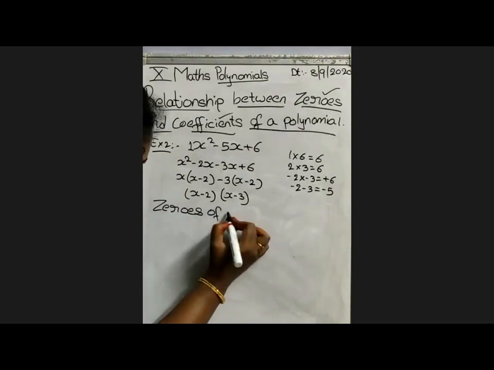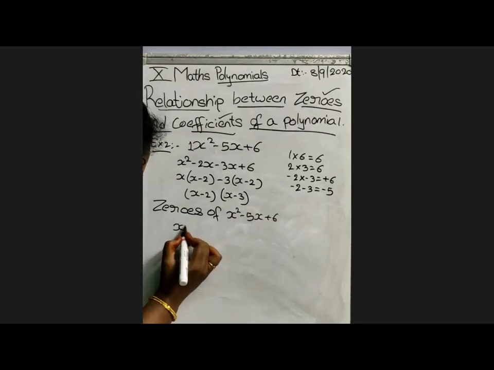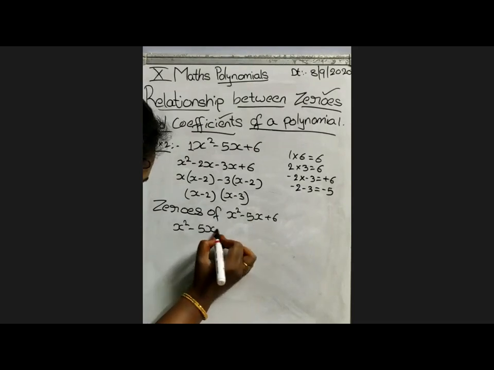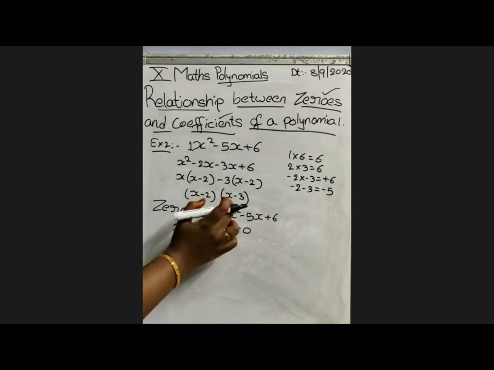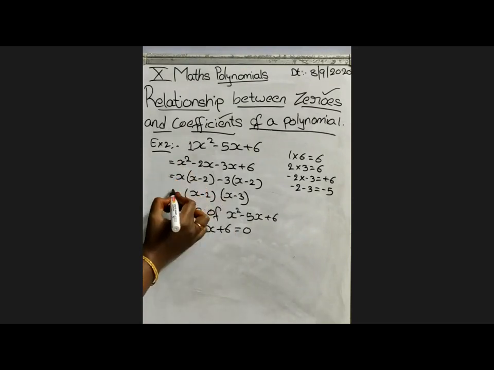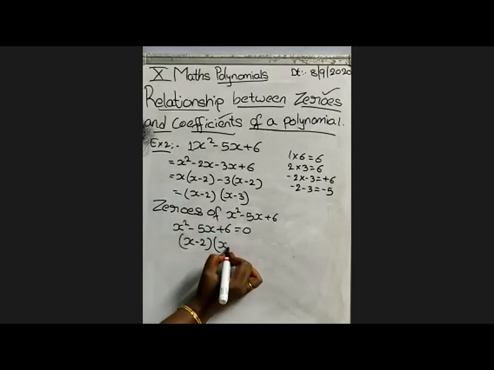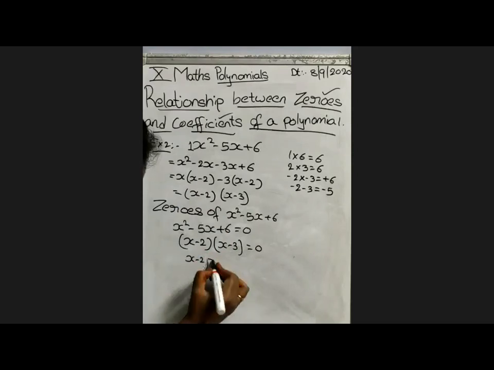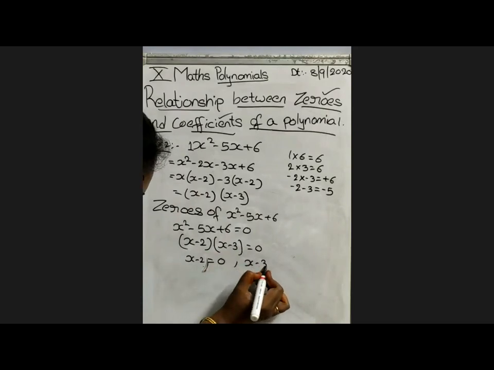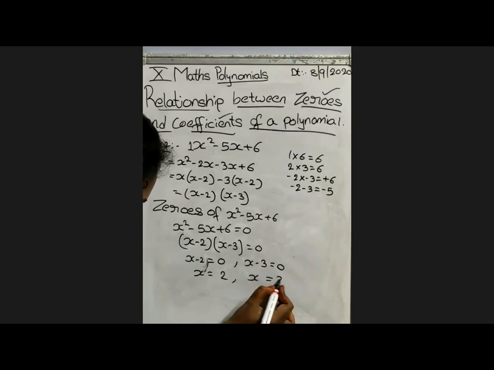Zeros of x squared minus 5x plus 6 means x squared minus 5x plus 6 equal to 0. We can take it equal to 0. So (x minus 2)(x minus 3) is equal to 0. x minus 2 equal to 0, x minus 3 equal to 0. So x equal to 2, x equal to 3.